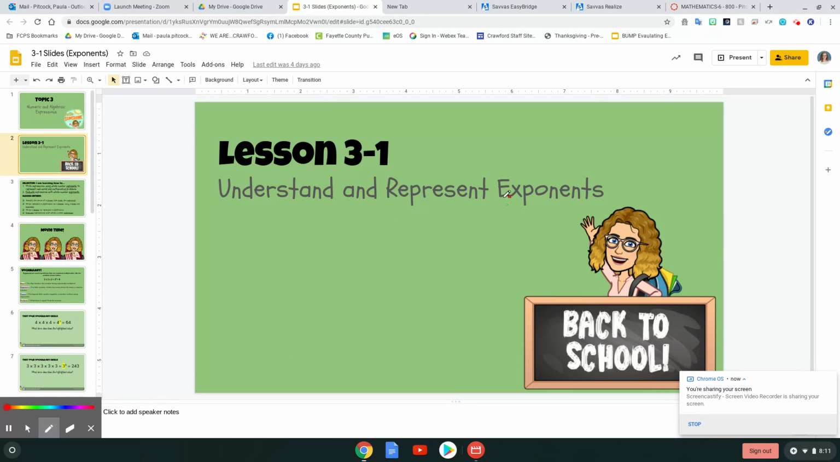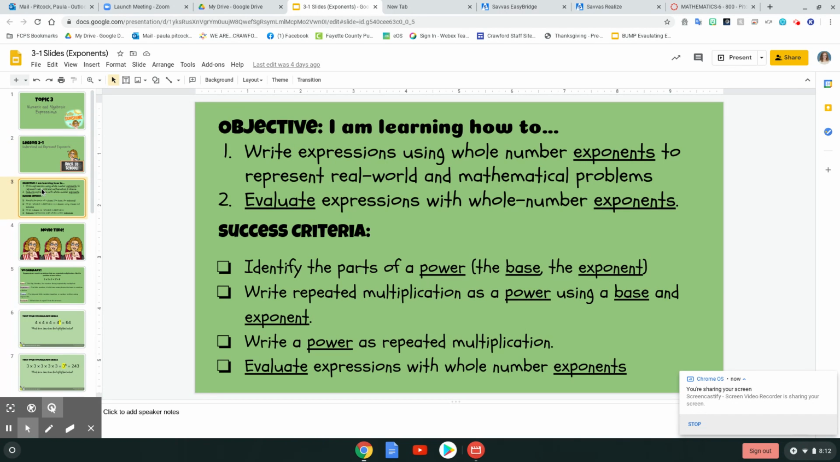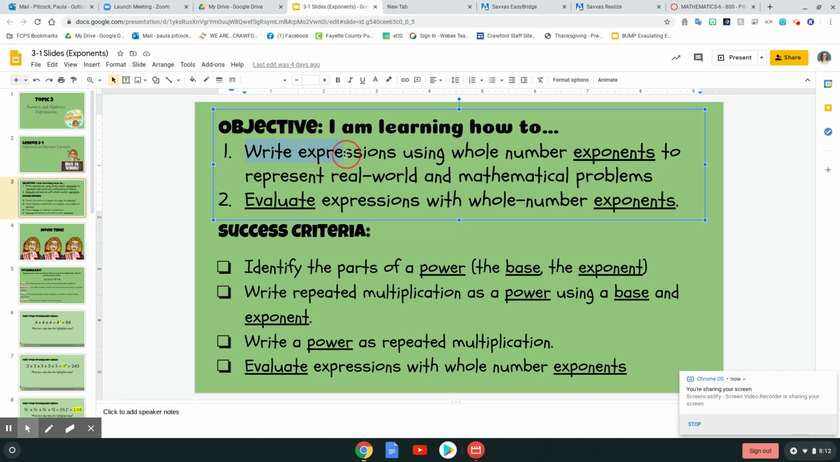So the key word for today is going to be exponents. You're going to hear me refer to those as the little number. Now, here is our written out objectives and success criteria. And they're so big, they're kind of overwhelming. But our first objective is going to be to write expressions using whole number exponents to represent real world and mathematical problems. So we want to write expressions using exponents.